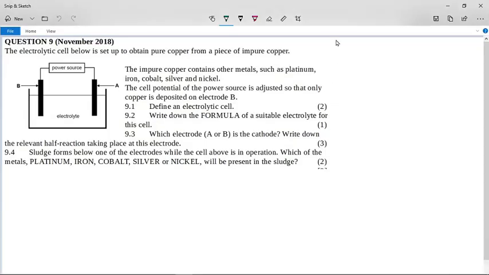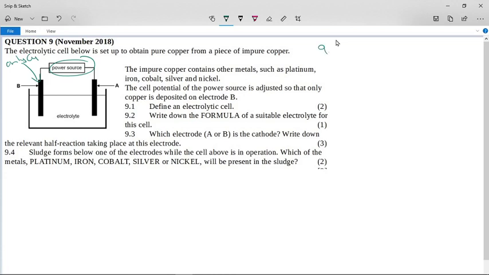Okay, so this is question 9 from November 2018. The electrolytic cell below is set up to obtain pure copper from a piece of impure copper. The impure copper contains other metals such as platinum, iron, cobalt, silver, and nickel. It says the cell potential of the power source is adjusted so that only copper is deposited on electrode B. Okay, so only copper is deposited here.